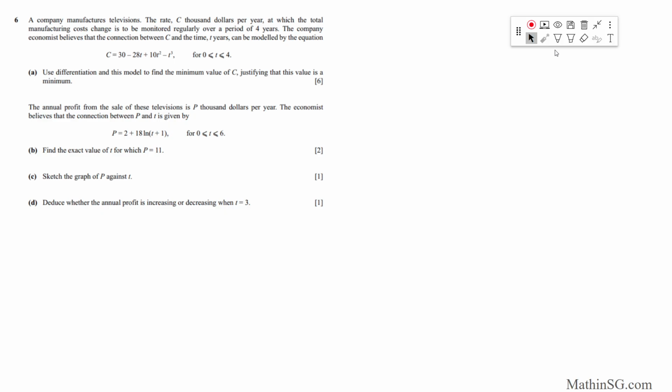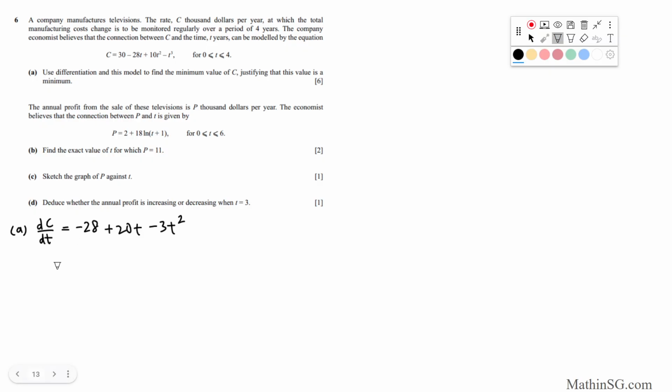Okay, so this is a maximum-minimum question, right? So we are given C, and we need to find the minimum C. So in order to find the minimum C, we need to differentiate. So we'll find dC/dt, because this equation is C in terms of t. Differentiate 30, we get 0. Differentiate minus 28t, we get minus 28. Differentiate 10t squared, we get 20t. Differentiate minus t cubed, we get minus 3t squared.